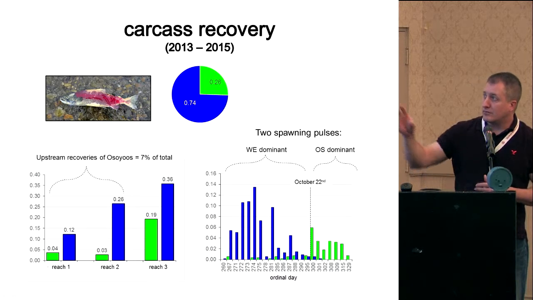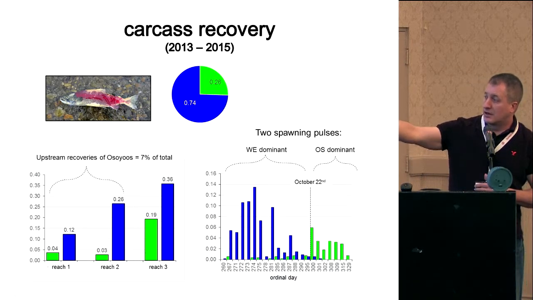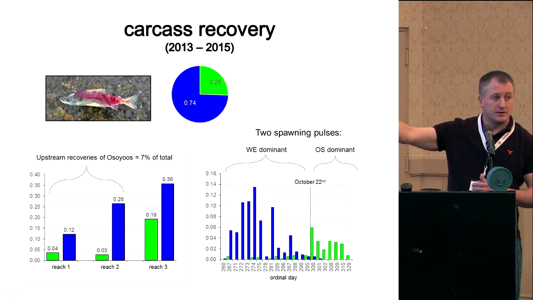Temporally, on the right here, you can see starting in late September, early October, you get the Wenatchee fish recoveries happening right away with a peak sometime, I think, in early October. As you move towards October 22nd, then you really start to see a pulse of Soyuz fish.